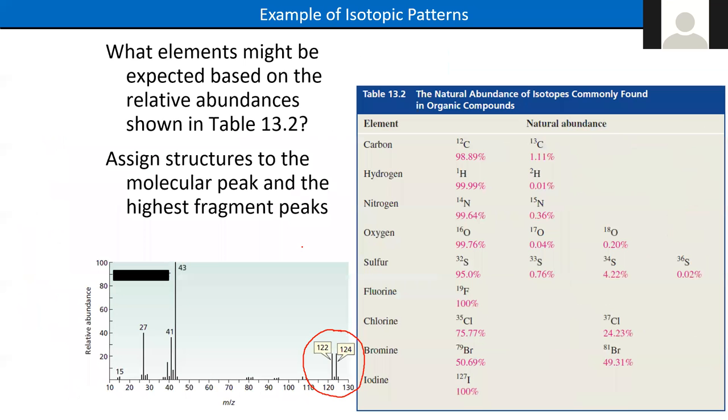Thanks. Yeah, no worries. If we had something similar where instead of having equal peaks, we had them in a 3:1 ratio, then that would tell us that we probably have a chlorine present. These are the two isotopes where you have the most significant and recognizable isotope patterns, right? Because you should have 3 times as much chlorine 35 as 37. And you have that 50-50 ratio if it's bromine.